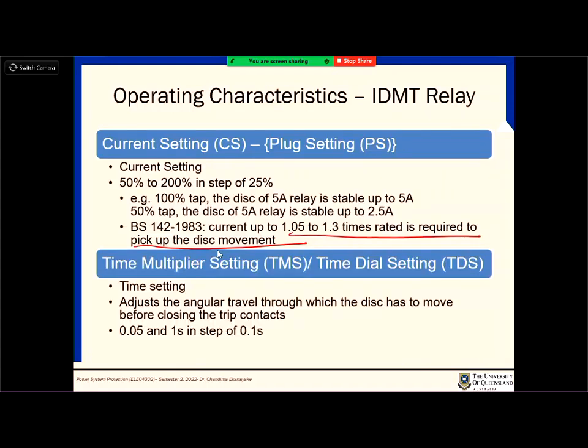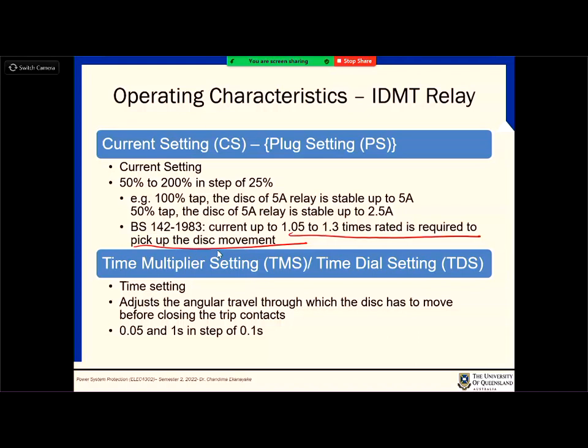I will stop after this one. The other one is called time settings. Time settings means adjusting, think about that disk, the angular travel, whether it has to run for 90 degrees or 45 degrees. It's easier to explain with the rotation of the disk. Whether it is rotating 180 degrees, 90 degrees, or 45 degrees will give you the time difference. So for the same current magnitude, you will have different operating times.